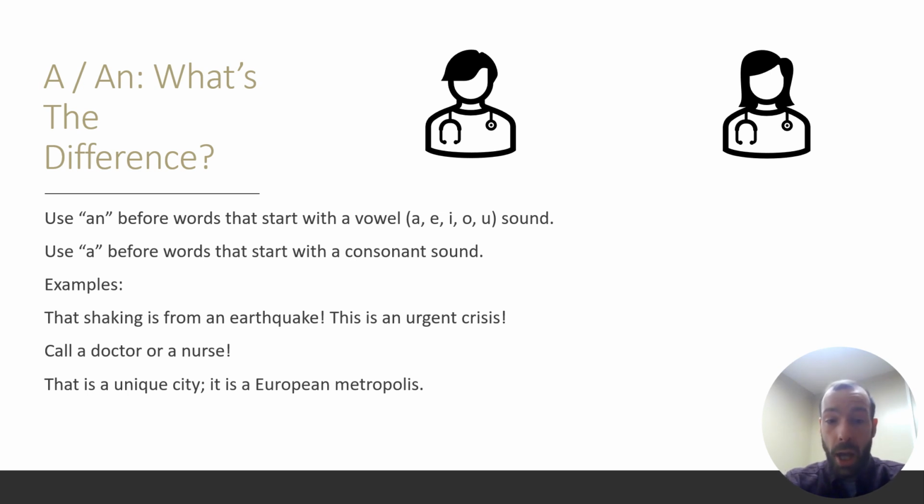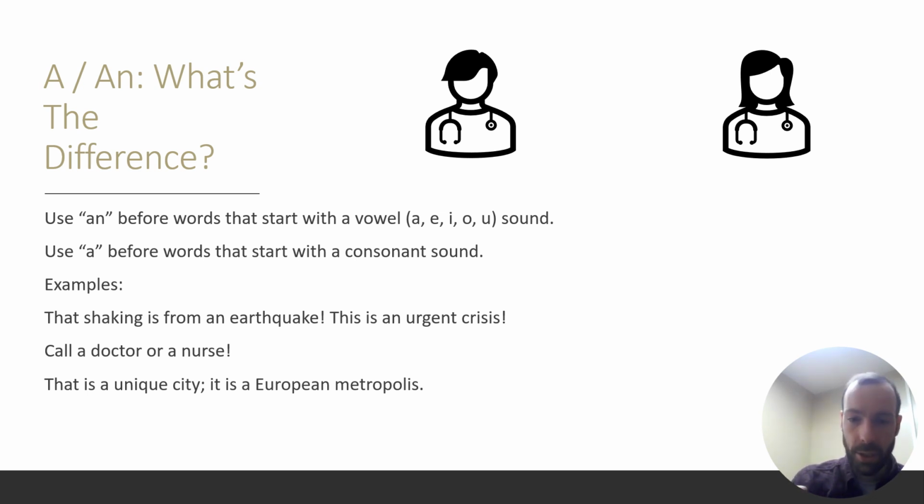Second example, call a doctor or a nurse. Again, in this case, there's two examples. Both of them start with consonant sounds, d and n. So we use the article a before both of them. A doctor, a nurse. Here's the last example, and it's kind of the weird exception. That is a unique city. It is a European metropolis. Here we have words that start with vowel letters, but we still use the article a in front of them because they both start with the consonant sound y, like a Y sound.